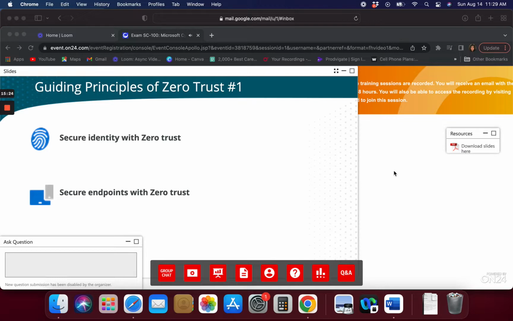First is to secure identity with Zero Trust. Identities, whether they represent people, services, or devices, define the Zero Trust control plane. And when an identity attempts to access a resource in your environment, you verify that identity with strong authentication and ensure access is compliant and typical for that identity, followed by least privilege access principles.